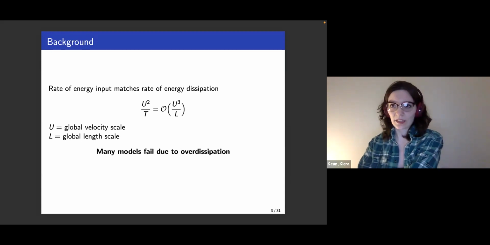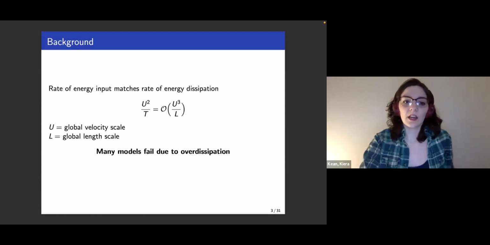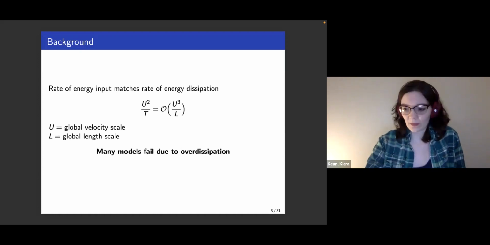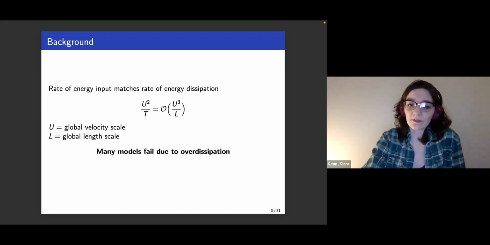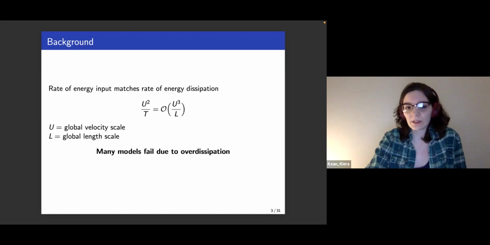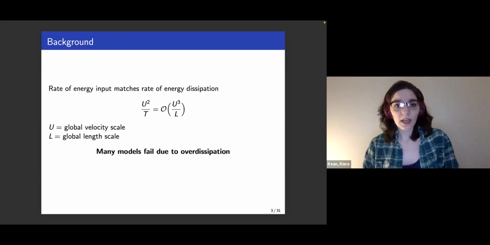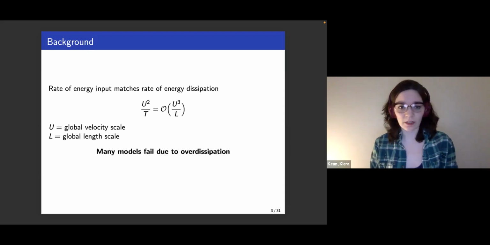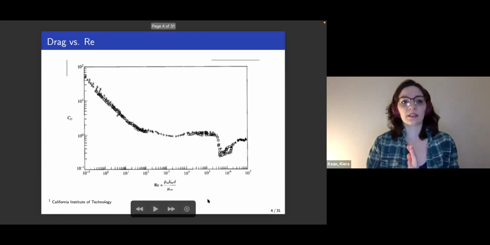So something like the velocity of the jet entering the tank, or the velocity of a plane in application, or some time space averaged velocity. And L is, again, the global length scale. So the width of our domain, the length of an airplane, the width of a pipe or something. And this should be uniform in the Reynolds number. However, a lot of models will fail due to over dissipation, so this is not preserved.